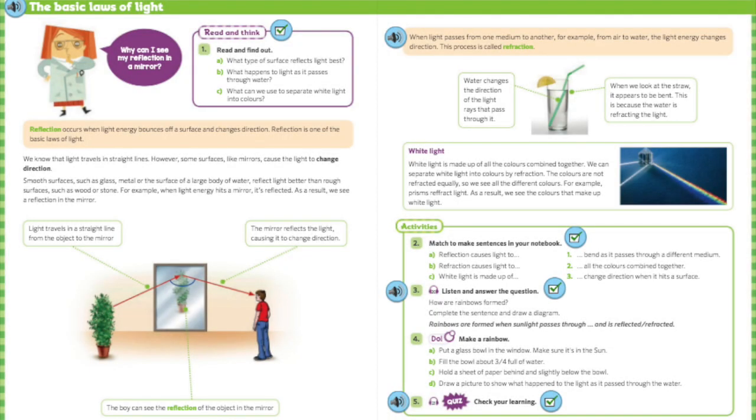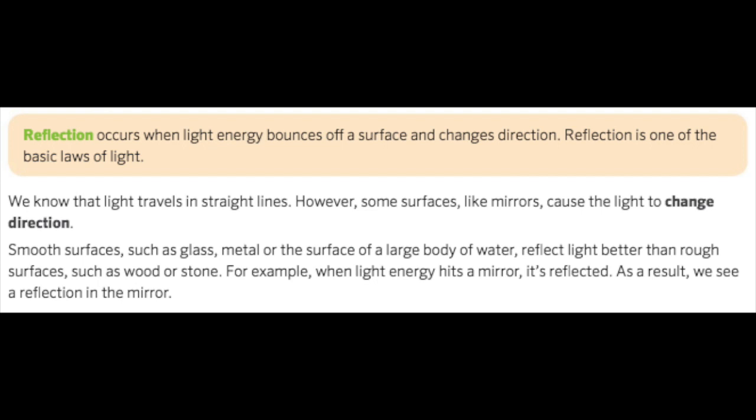Now that you've learned a little more about light phenomena, let's look at the basic laws of light. First, we'll talk about reflection. Reflection occurs when light energy bounces off a surface and changes direction. Reflection is one of the basic laws of light. We already know that light travels in straight lines. However, some surfaces, like mirrors, cause the light to change direction.